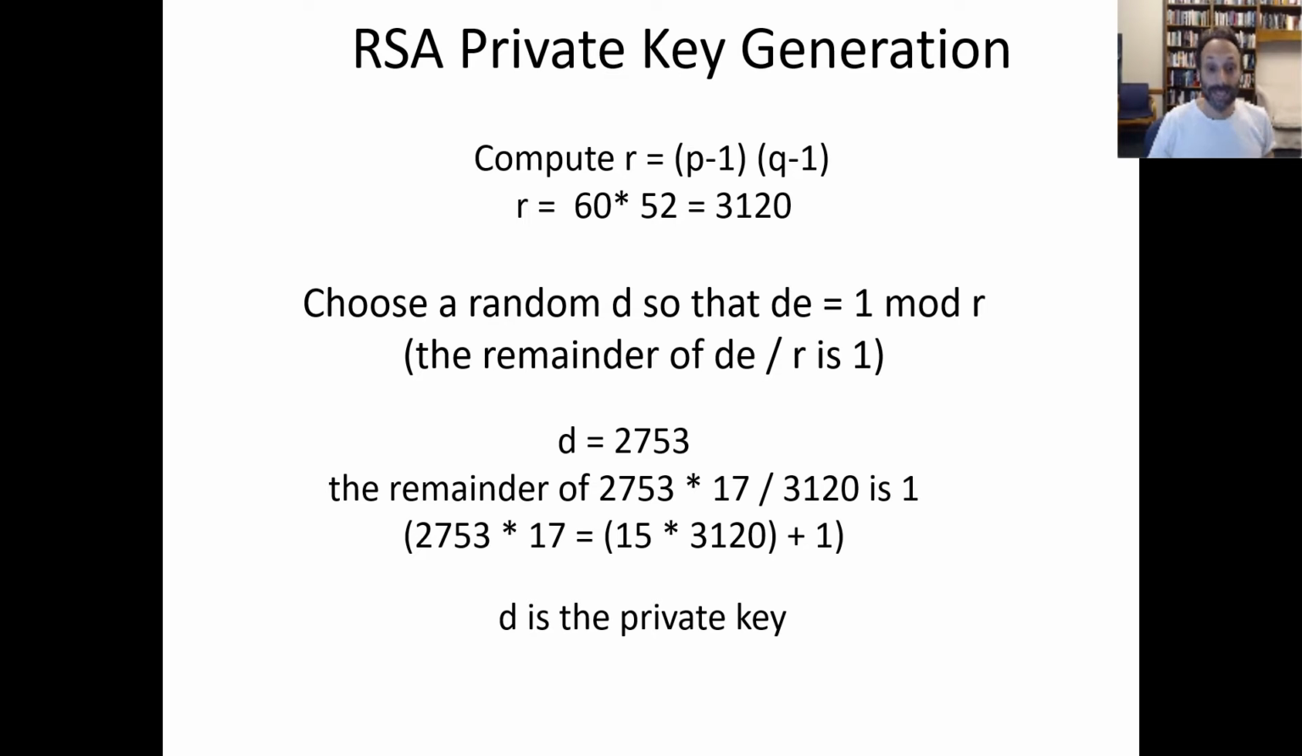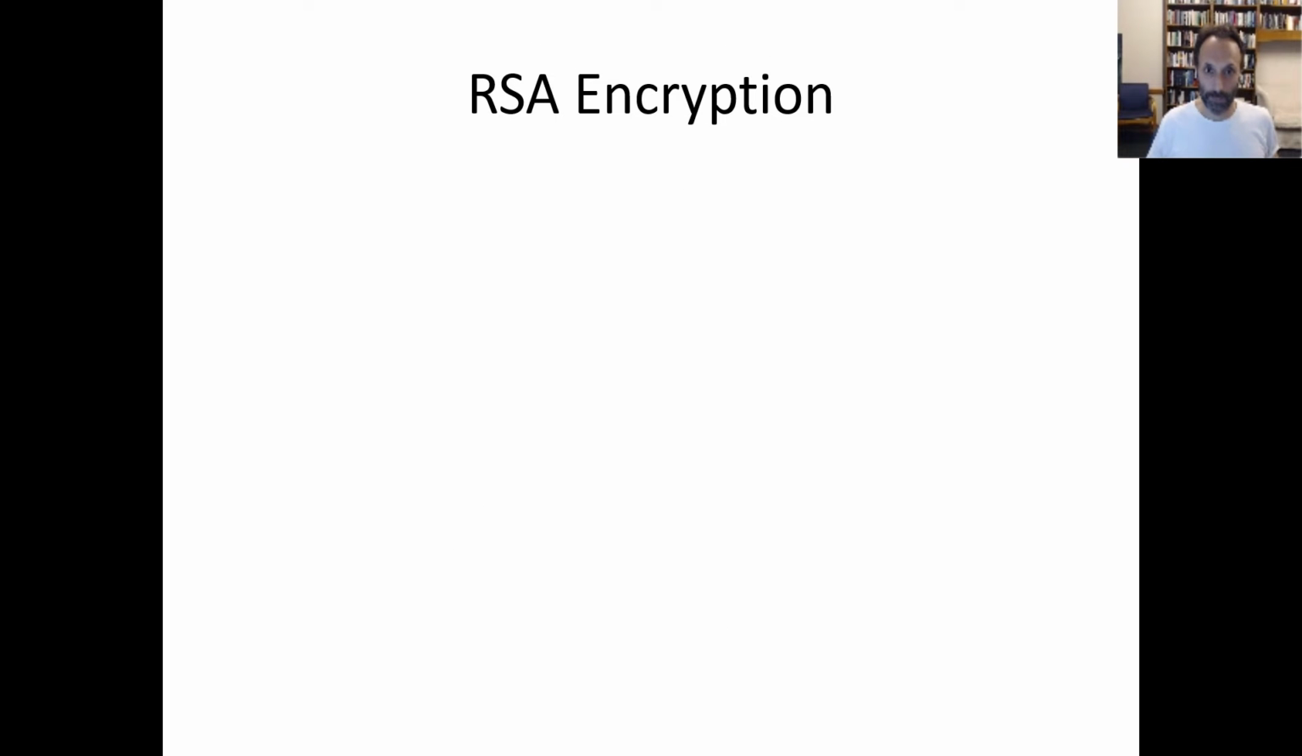Now, D is your private key. I understand that this is not going to make much sense unless you're a number theory person, but this is the way it works. Now, how do we encrypt?